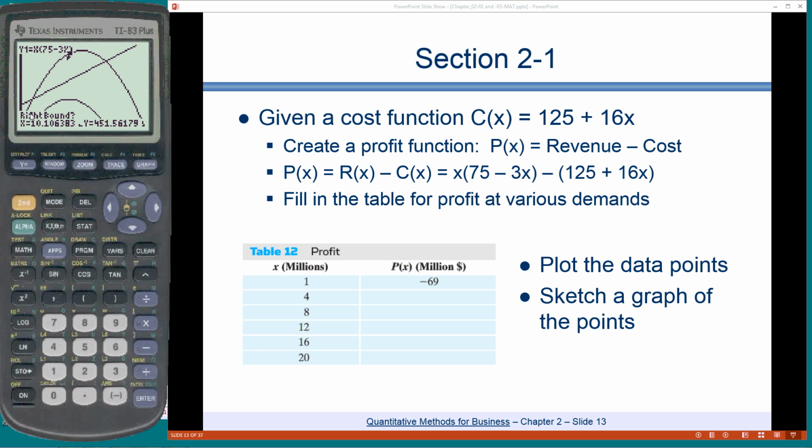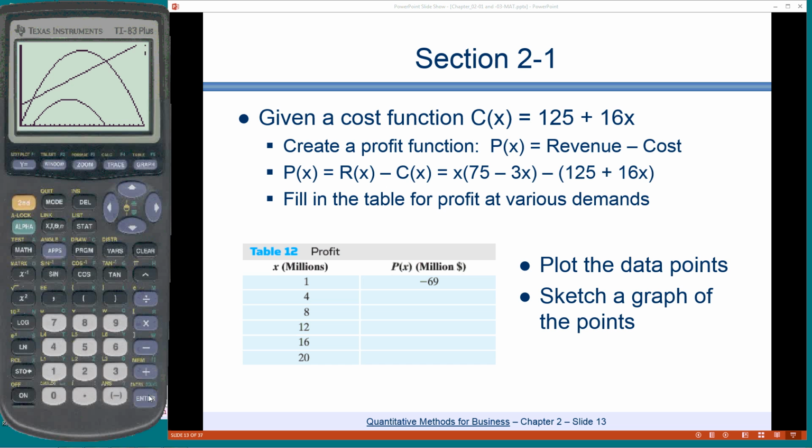And then it says right bound? So it wants you to move the cursor to the right of the point on the graph that's got the maximum. So I do that, and you hit enter. And notice it put a couple of little triangles on there. It's going to give you the maximum between those 2 points. But it still wants one more thing. It says guess? So I want you to move the cursor back to about where you think the maximum is. It doesn't have to be too close, really.